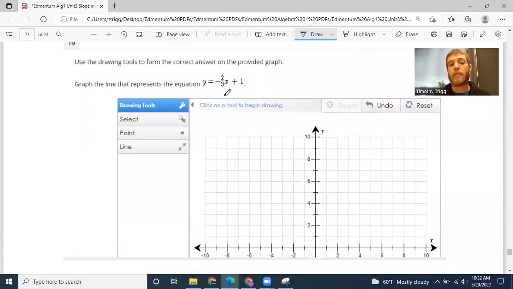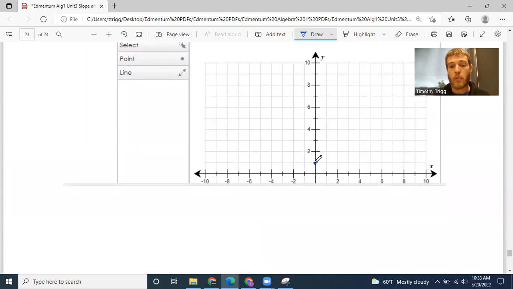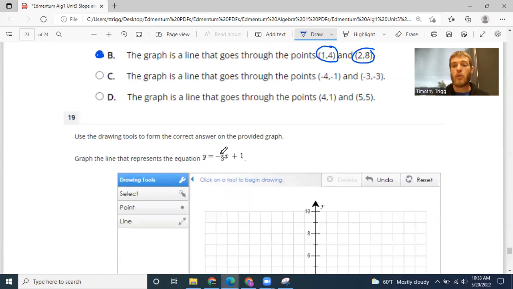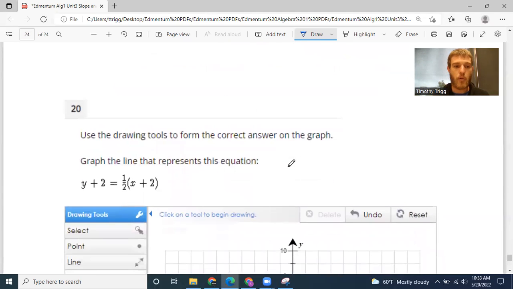For this one, go ahead and graph the line. Here your slope is -2/3 and your y-intercept is 1. So your y-intercept is 1, so I'll put a point at 1. Then from there, you'd use the slope. So you'd go down 2 to the right 3, down 2 over 3 from your y-intercept.